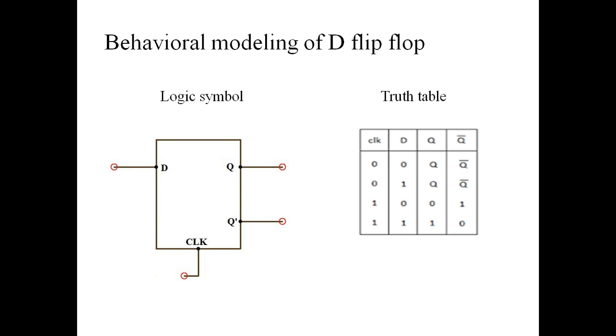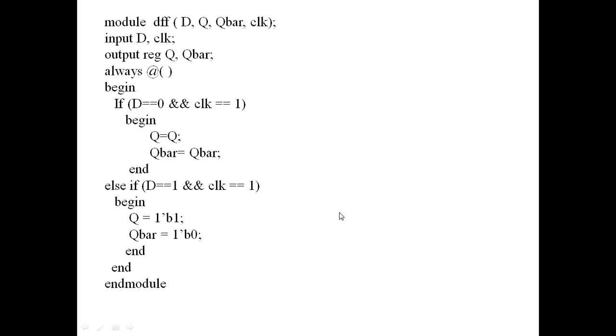D flip-flop will act as a storage element for a single binary bit or digit. Q follows D at the clock edge. Okay, and this is the code for D flip-flop. This always statement will update Q with the value of D on the rising edge of the clock signal.